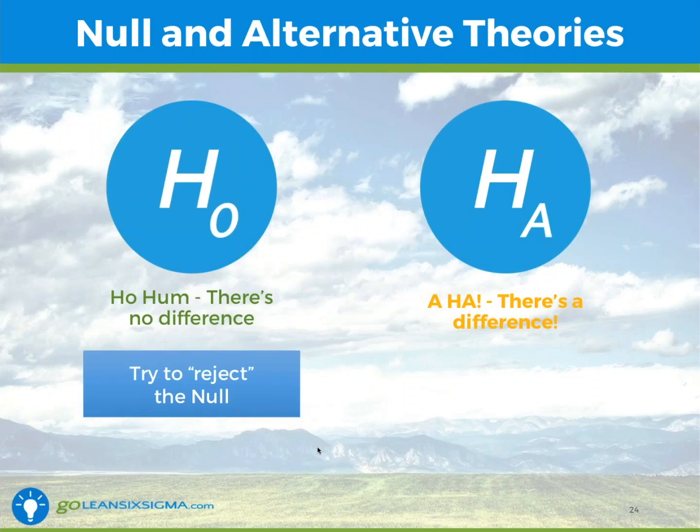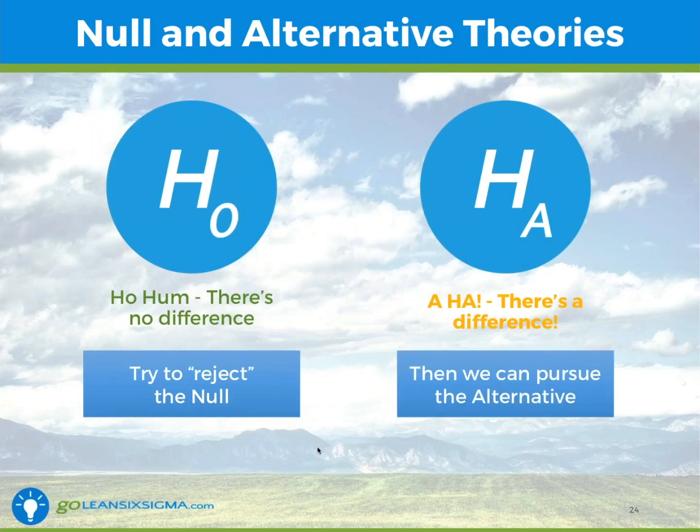Right? If you try to reject the null, if you can, then you can pursue the alternative. And that's the way to remember them. We've got a few little memory games here that are always helpful when you're dealing with the realm of statistics.